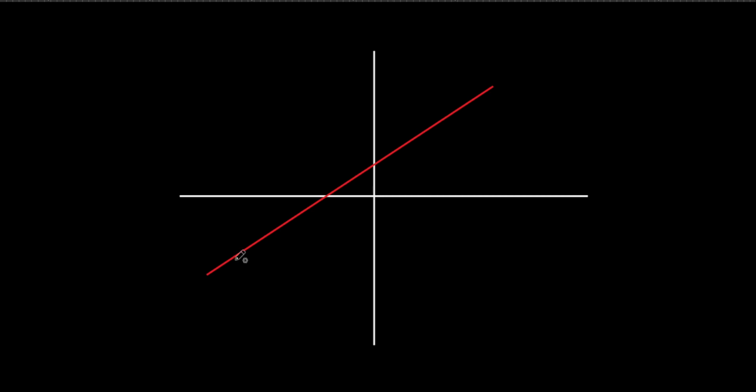So let's put a point right here. We'll call it point A. And we're going to put a point up here, and we're going to call it B. So what we're going to do is find the slope of the line. So the slope, that's supposed to be an O. It's weird looking. Slope, all right?